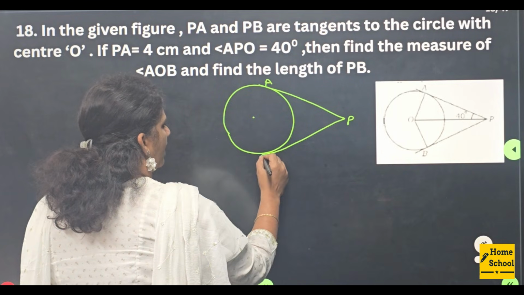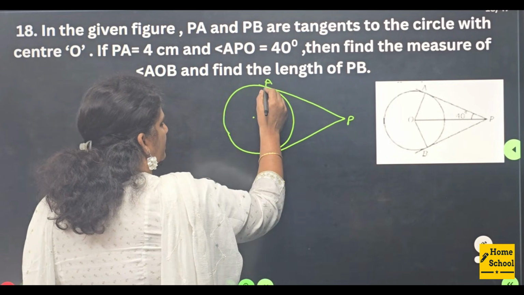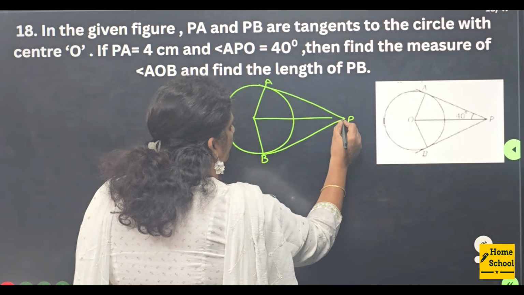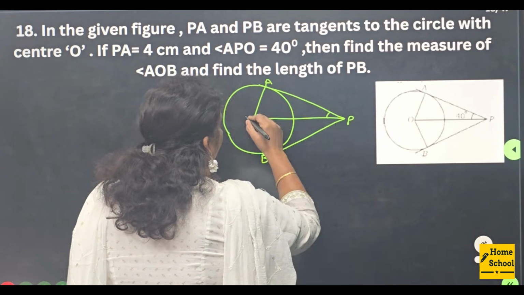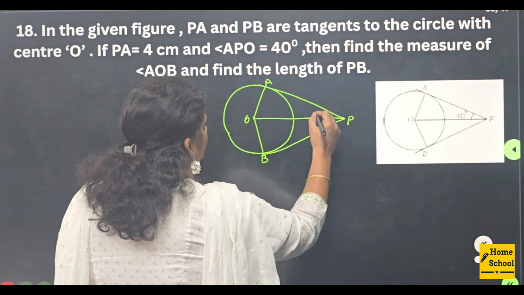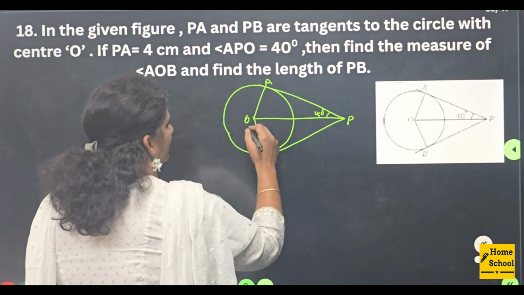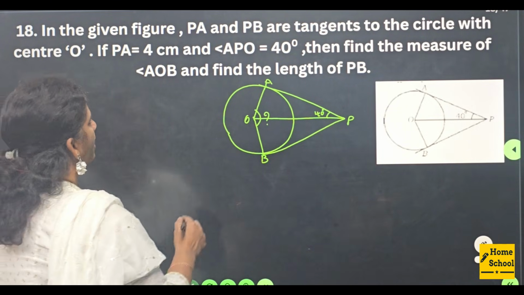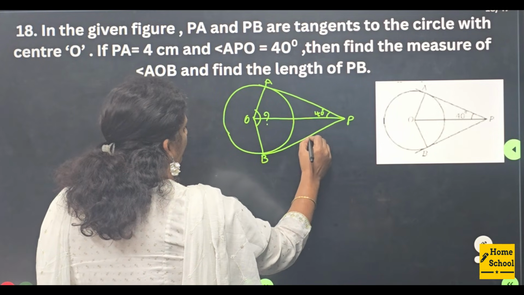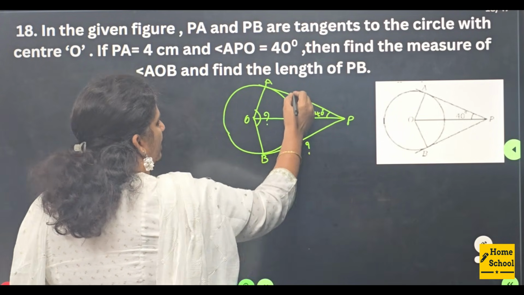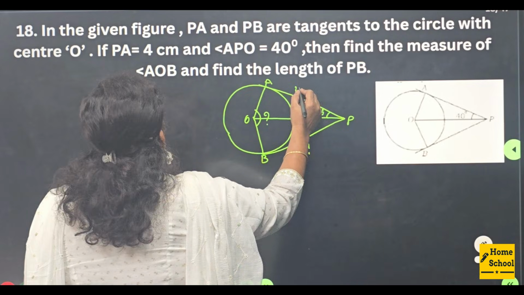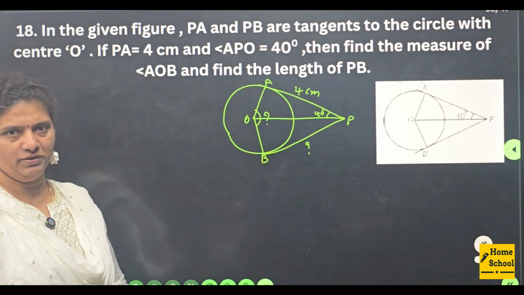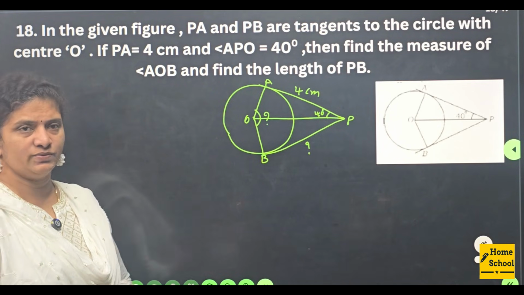PA, PB are the two tangents with the center O, okay, and angle APO is equal to 40 degrees. Then find the measure of angle AOB and also find the measure of length PB, given PA is equal to 4 centimeters. This is your problem. How to find this one?